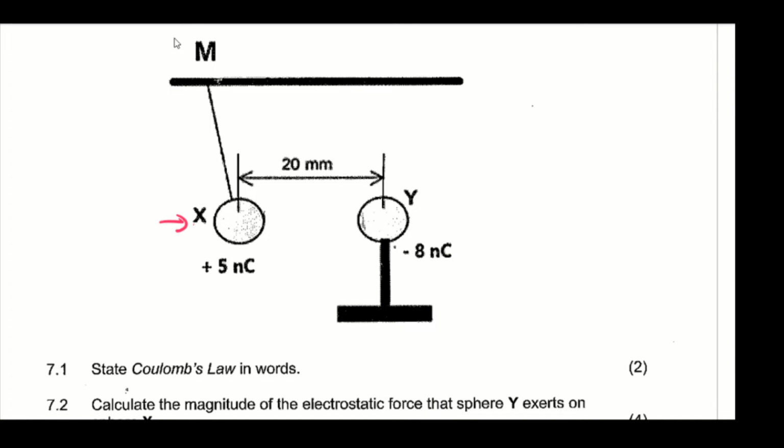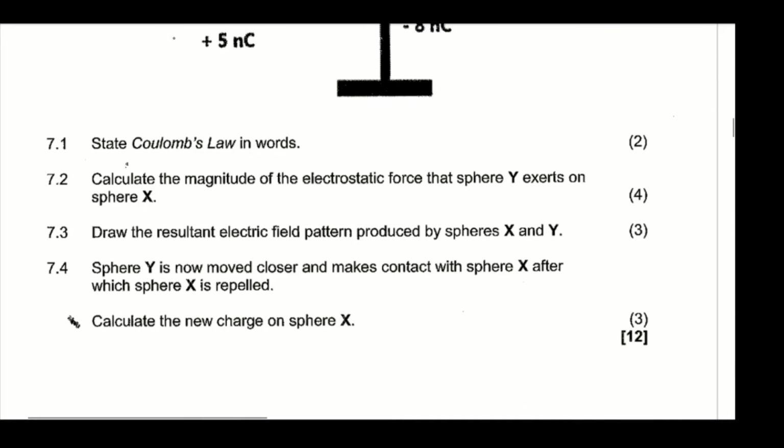So we have sphere X and sphere Y, and this is the thread that ties sphere X to the ceiling. So this would be a ceiling, right? And this is the distance between both spheres. And going to 7.1, it states that we should state Coulomb's law in words.